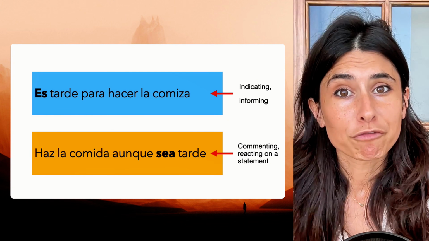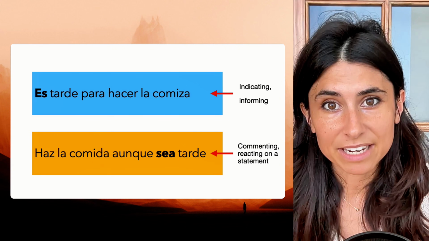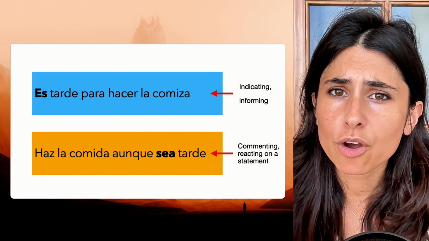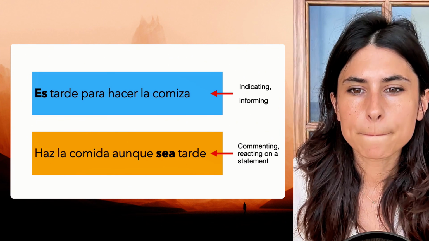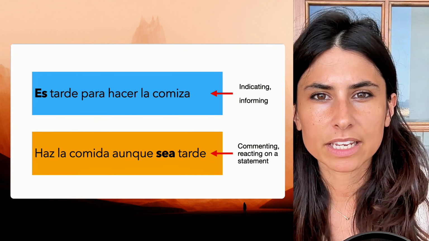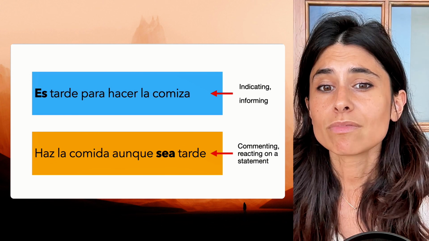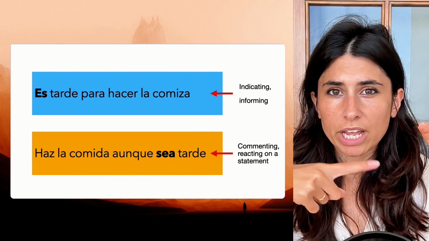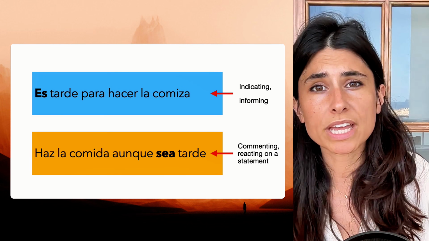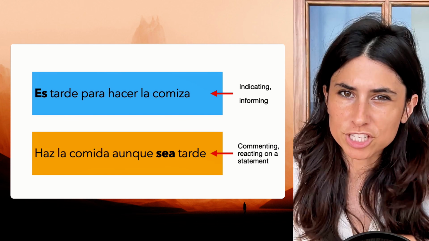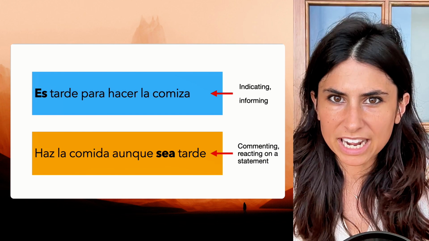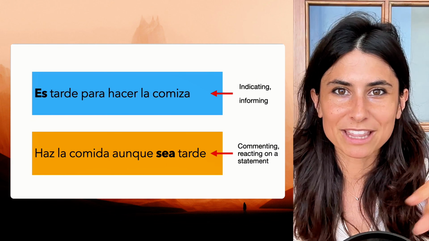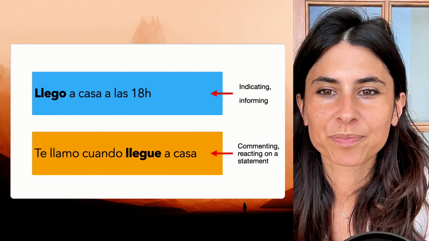I'm indicating, I'm informing about that it's late, okay? I'm informing. But in the other one, I'm saying, haz la comida aunque sea tarde. Make the food even if it's late, aunque sea tarde. The fact that it's late, I'm just commenting on it. I'm not saying that it's late. I'm saying, hey, do this even if it's late. But I'm not saying that it's late. I'm just commenting. I'm reacting to the fact that it's late. I'm saying, doesn't matter. Just do the food, okay? Make the food.